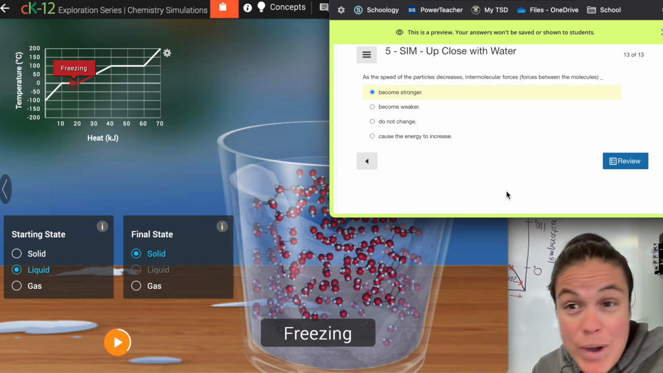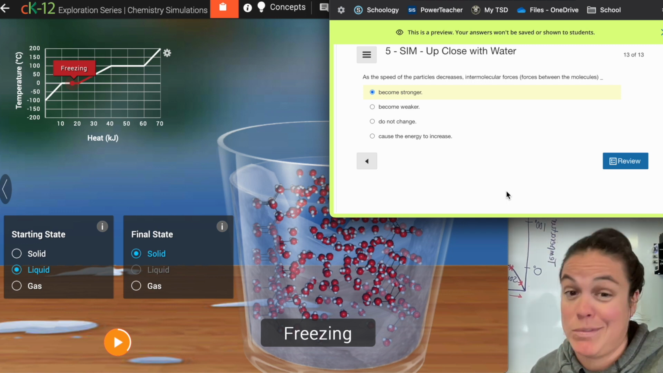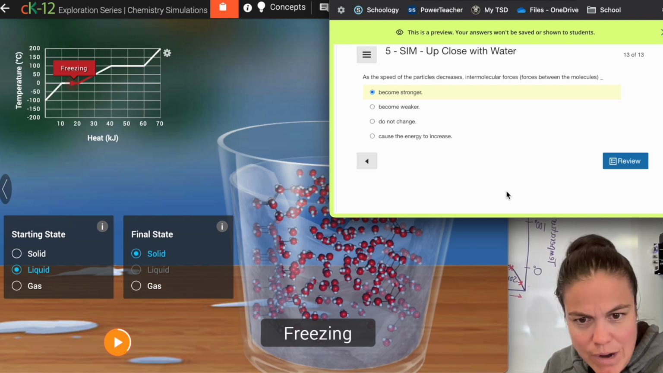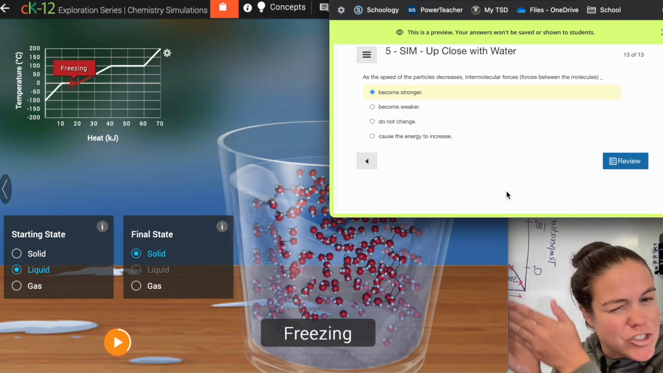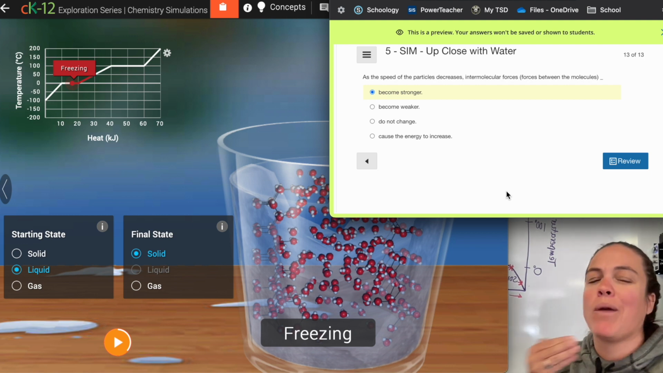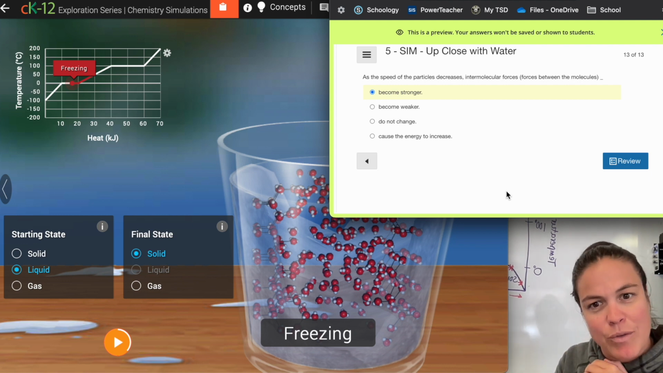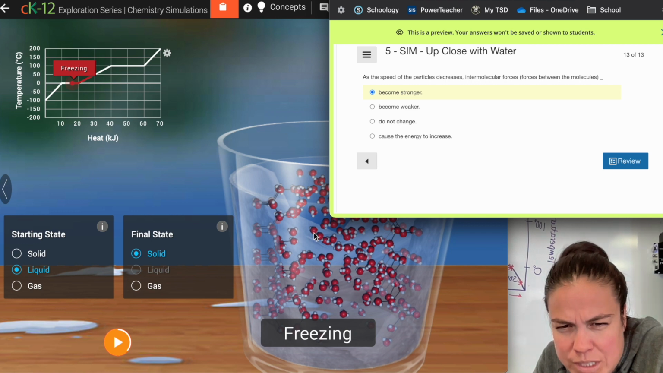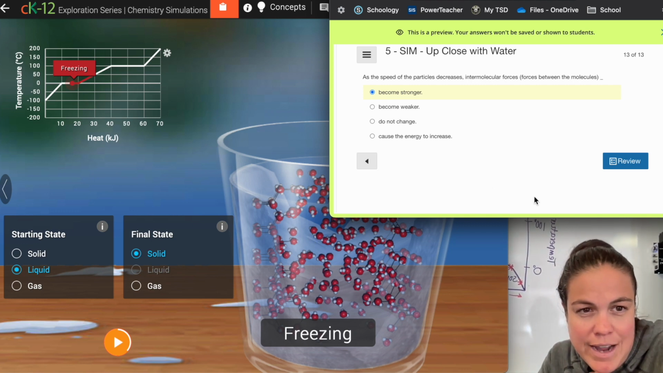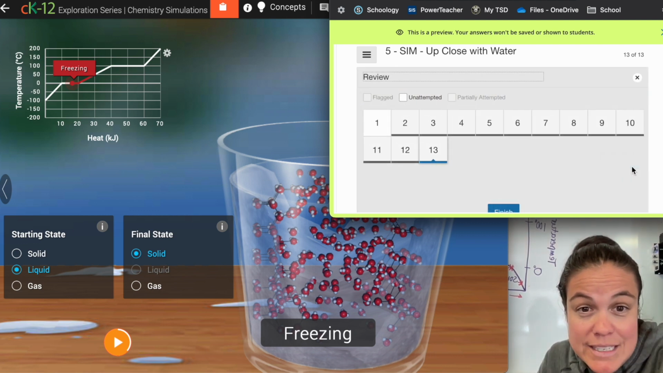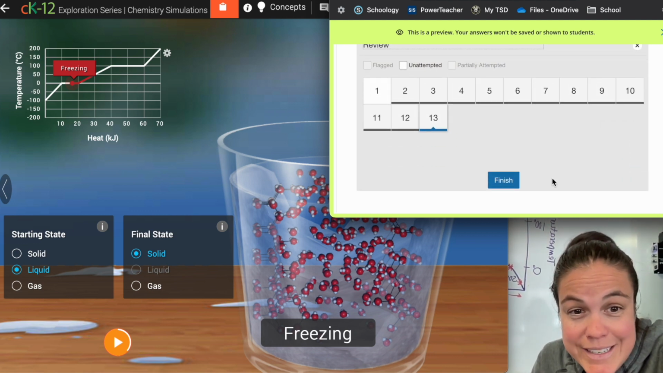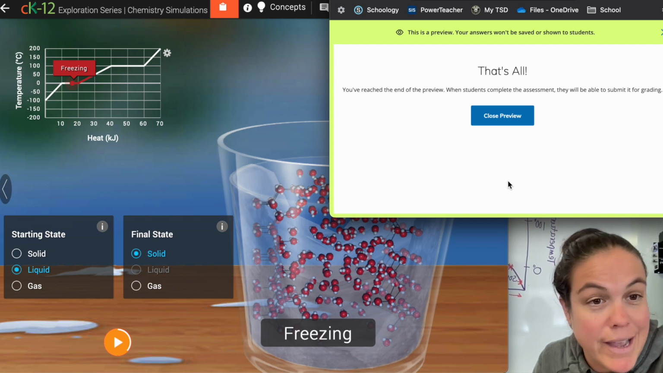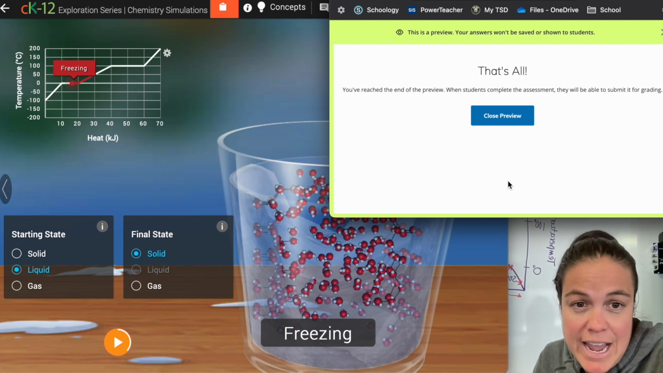Now, I had a lot of questions about the intermolecular forces, and I'm sorry to have stressed you out about them. They're not super visible in the simulation, but I wanted to get you guys thinking about them, okay? Intermolecular forces are just that. They're the forces between molecules. All right, so that's it. Those are the answers. Let's hope I got them all right, and have a good day.